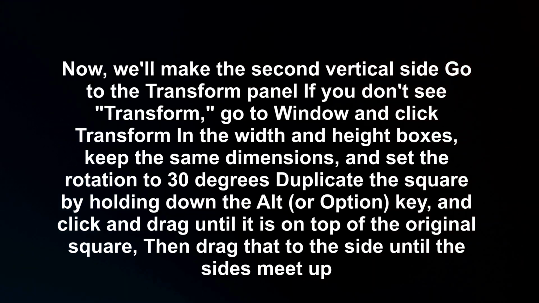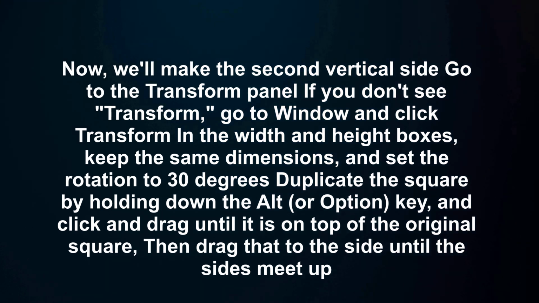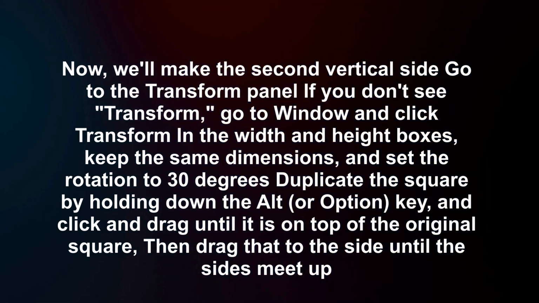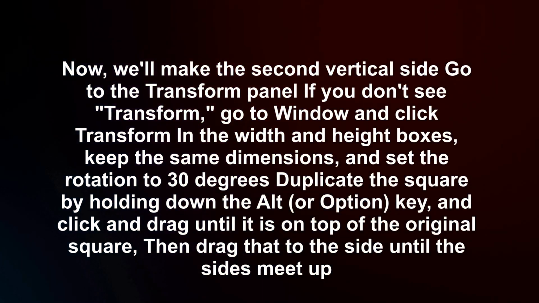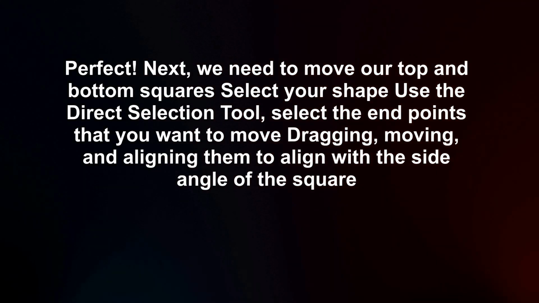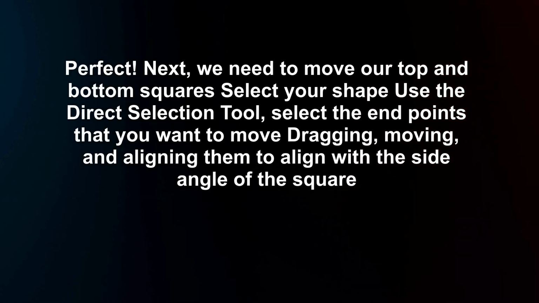Duplicate the square by holding down the Alt or Option key and click and drag until it is on top of the original square. Then drag that to the side until the sides meet up. Perfect. Next, we need to move our top and bottom squares.